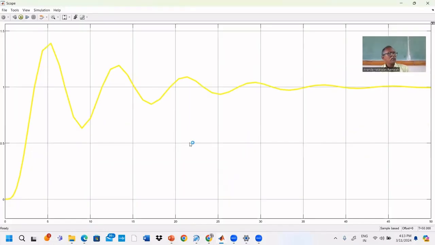Yes, we got it. Where is it settled? Settled at 1. No steady state error. You got the servo response. Here, note down the ISE, IAE. We'll change it to a PID controller, then we will check. No error, but you check the ISE, IAE.